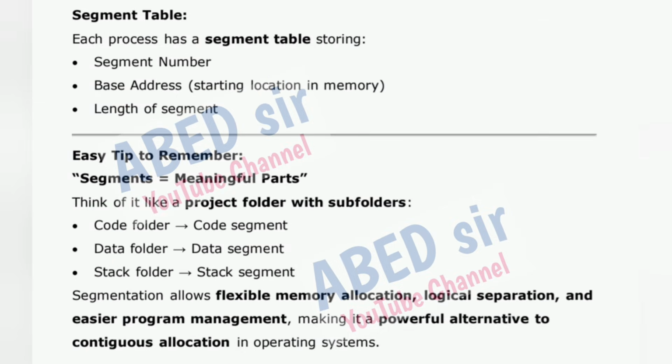Segment table. Each process has a segment table storing segment number, base address, starting location in memory, and length of segment. Easy tip to remember. Segments is equal to meaningful parts. Think of it like a project folder with subfolders. Code folder, code segment. Data folder, data segment. Stack folder, stack segment. Segmentation allows flexible memory allocation, logical separation, and easier program management, making it a powerful alternative to contiguous allocation in operating systems.